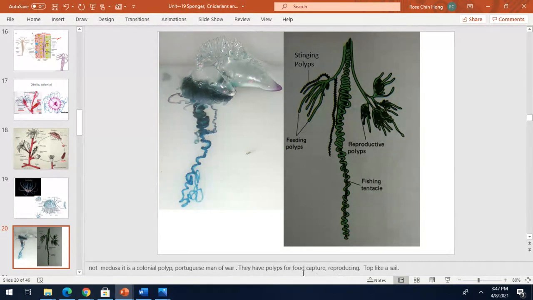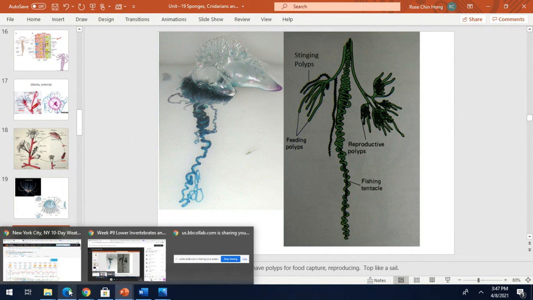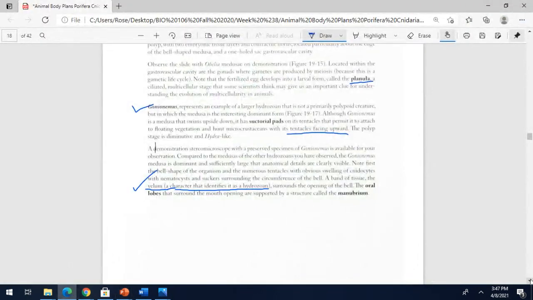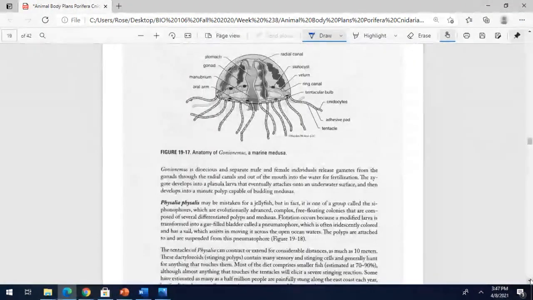Let me unhide this. So you see that food capture, different types. This here is a pneumatophore. This balloon-like structure actually helps it to move about when the wind blows it. So it acts as a sail. So this part is called a pneumatophore. Let us look at a little more of the Portuguese man-of-war structure. This is Gonionemus. You've got to read that.